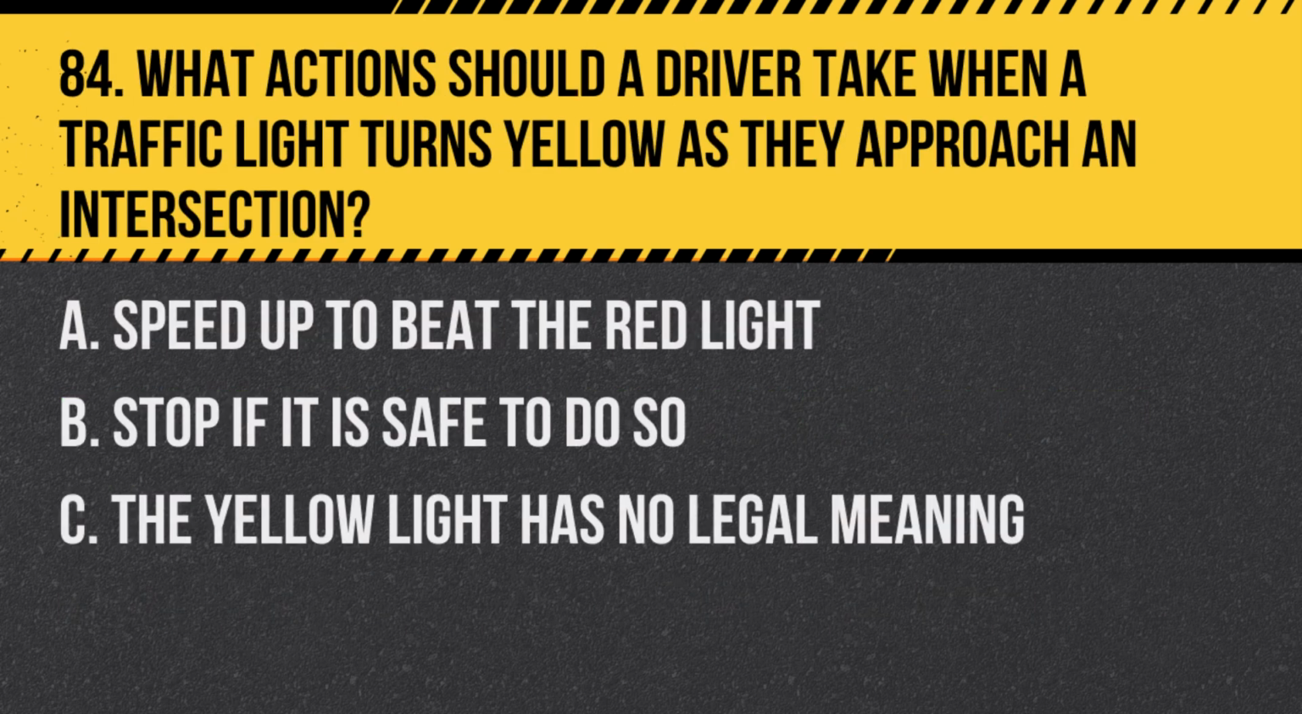Question 84. What actions should a driver take when a traffic light turns yellow as they approach an intersection? A. Speed up to beat the red light. B. Stop if it is safe to do so. C. The yellow light has no legal meaning. Answer B. Stop if it is safe to do so. A yellow light means caution and you should stop if it's safe to do so.